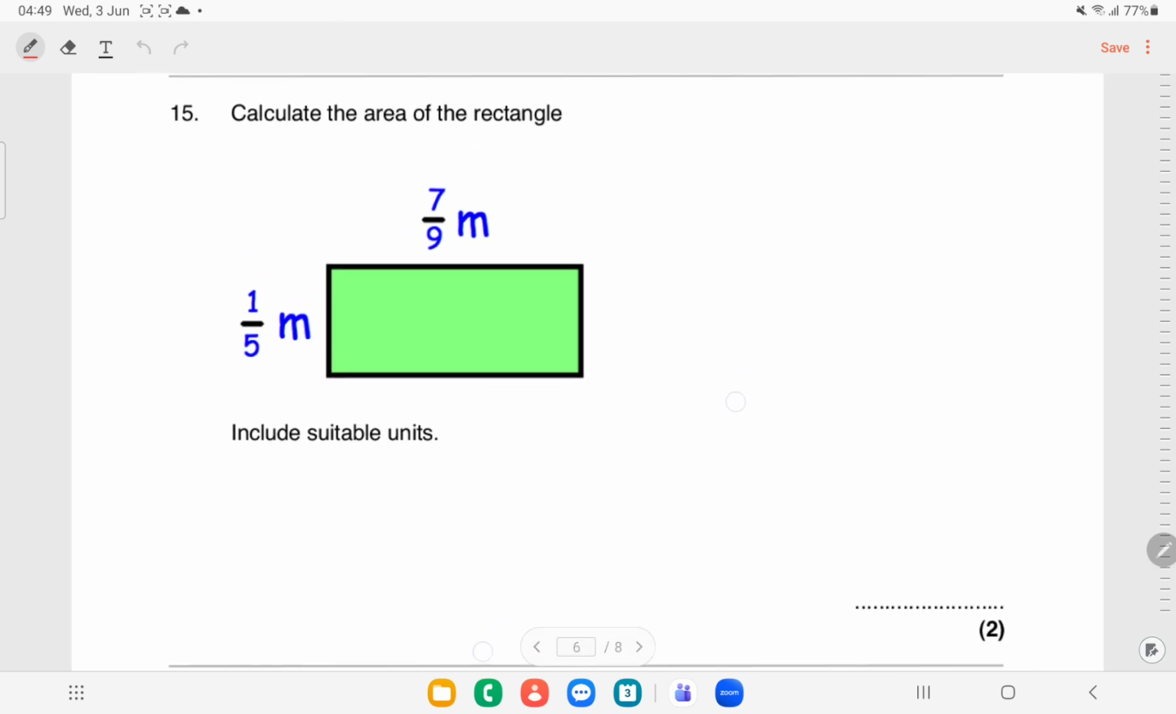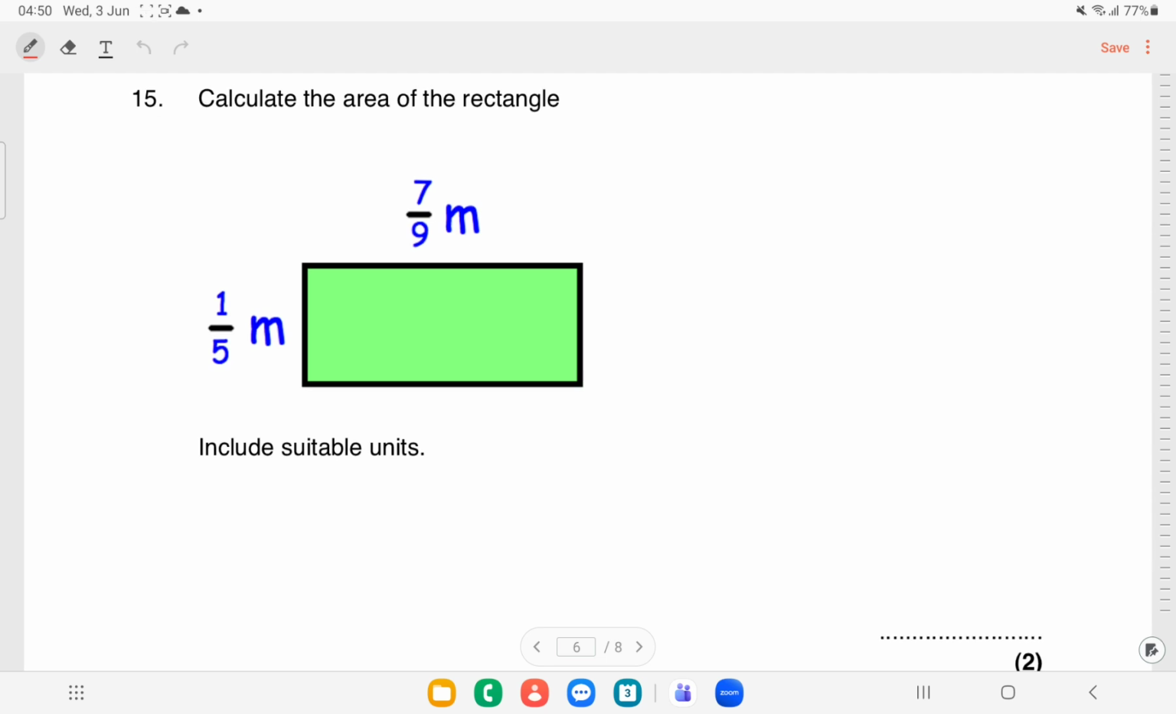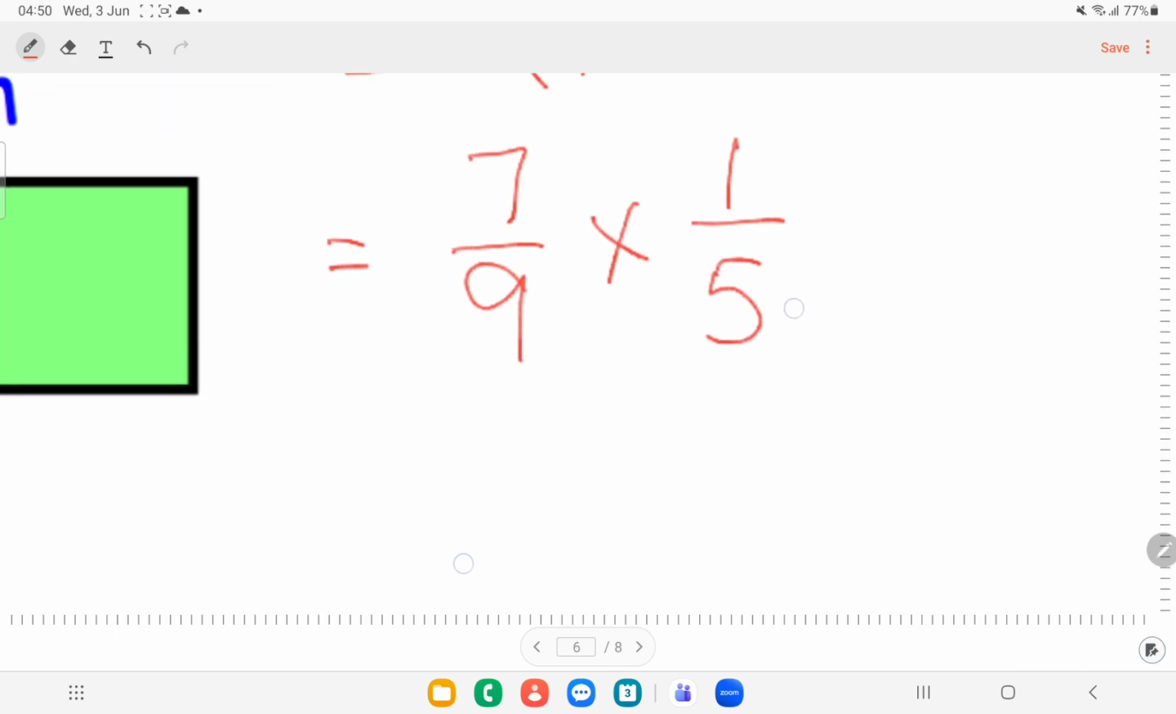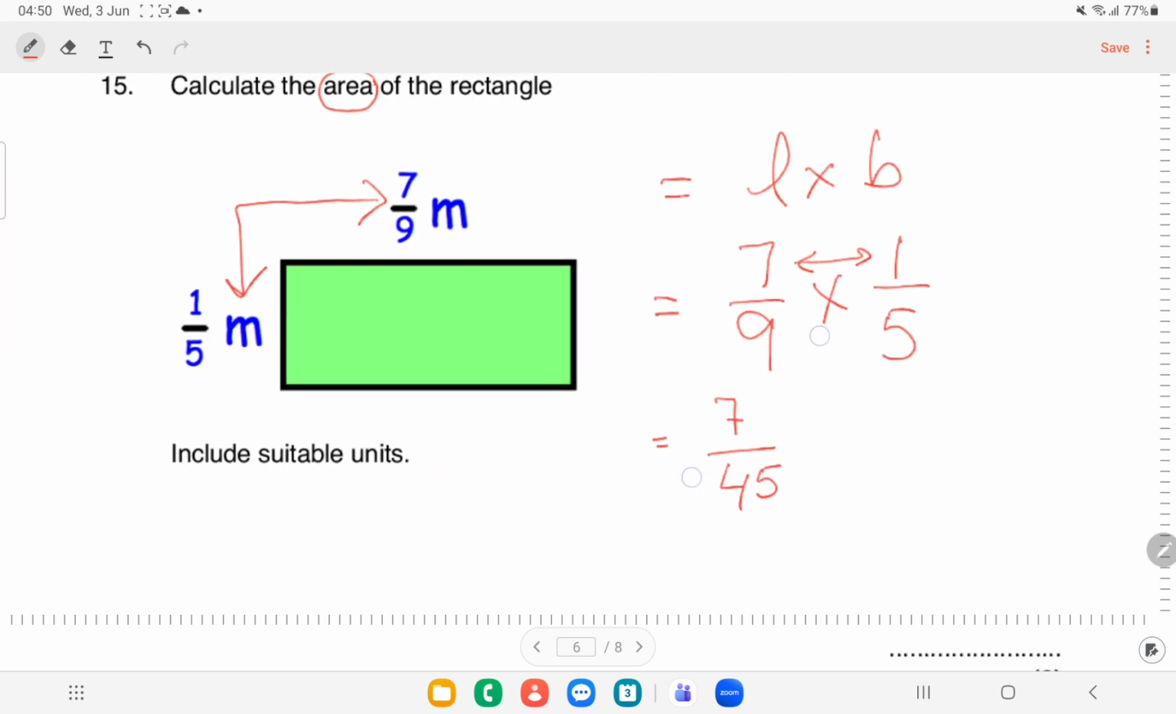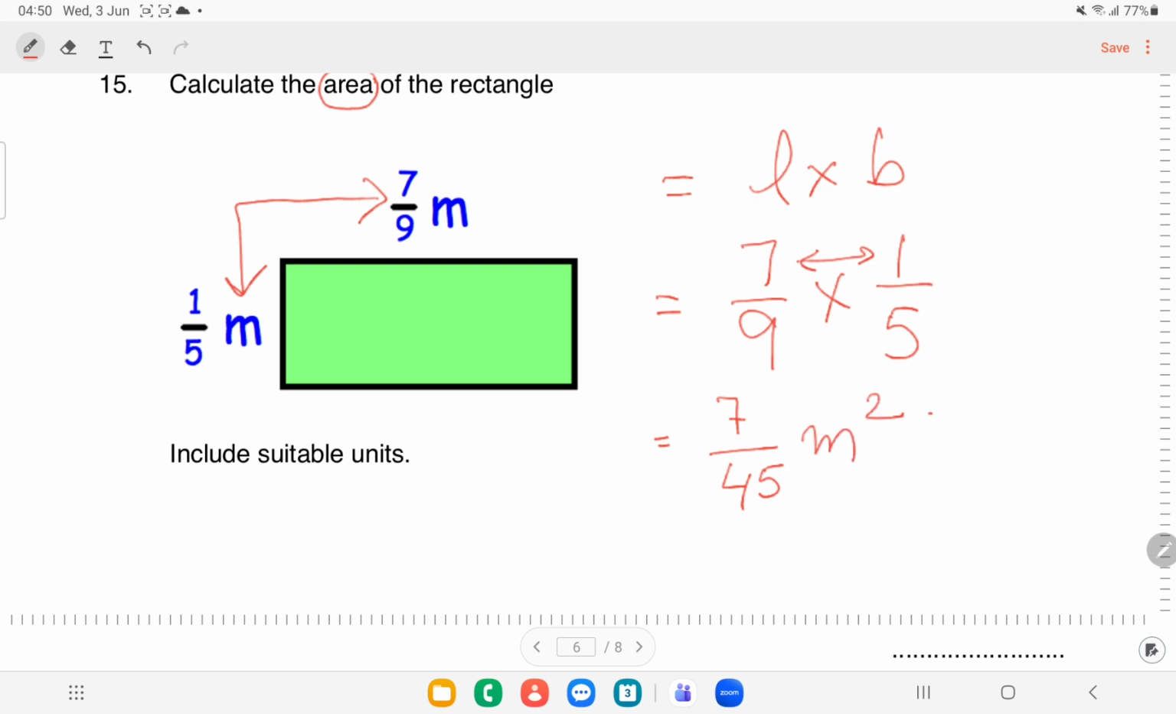But look at this question. Calculate the area of this rectangle. If you want to find the area of a rectangle, you will just multiply side by side, length multiplied by breadth. 7 over 9 multiplied by 1 over 5. Now can you simplify these two fractions? Of course not. We do not have any even number in the numerator or denominator. We cannot simplify by 3 or 5 or 7. What you are going to do is just multiply. 7 ones are 7, 9 fives are 45, and since it's area, you will write meter square.